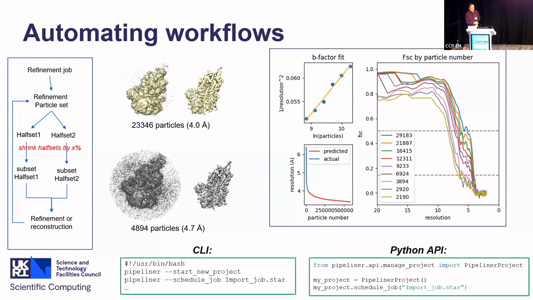And this is probably aimed at developers mainly. This can be done through a bash script, calling Pipeliner itself. So you start a project, you set up the input parameters, you run it, etc. You can link together different jobs. And there's also a Python API, so you can do the same thing in Python.